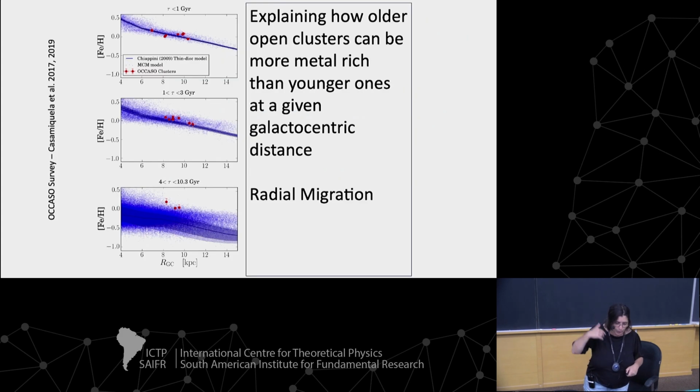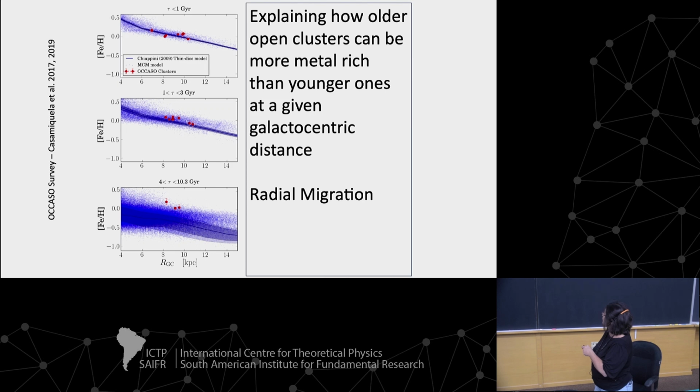And I can do one more to be sure that there's nothing wrong. Here we are using another data set, OCASO. This is the OCASO survey, high resolution open clusters. And here we are plotting like this. The OCASO survey had open clusters younger than 1 gigayear, between 1 and 3, and older than 4. The same model, and what I see is a very important thing. Let's fix here 8 kiloparsecs, so where we are, our Sun.